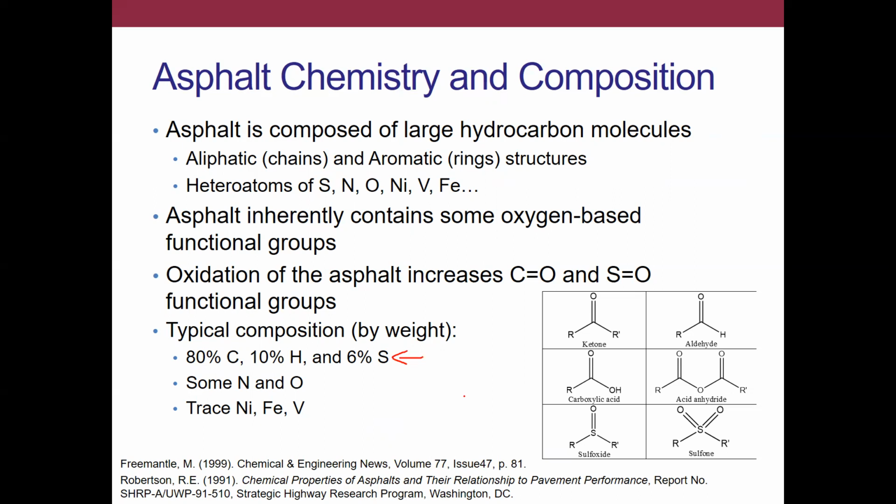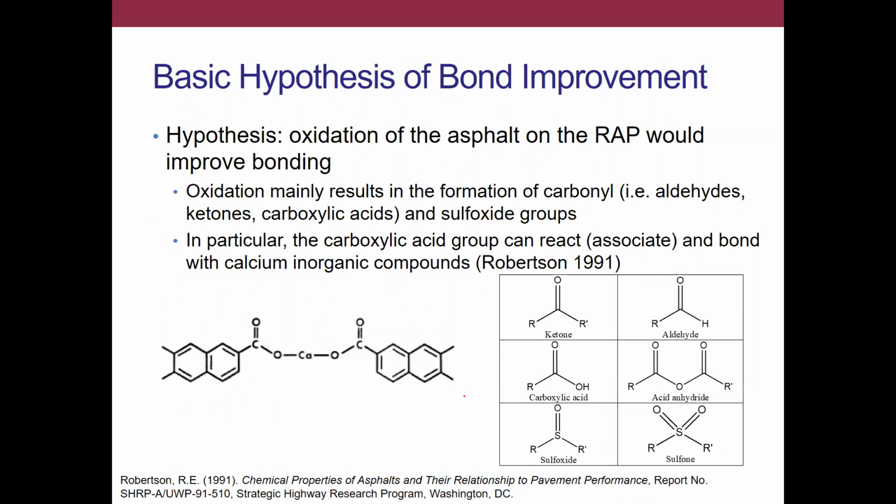Now, oxidation of the asphalt will increase the number of carbonyls, so carbon-oxygen double bonds, and sulfoxide, sulfur-oxygen double bonds. It'll increase the number of those groups. Now, why are we interested in that? If we look at the literature, we know that it will be these types of groups that will be likely to bond or complex with calcium inorganic compounds, right?